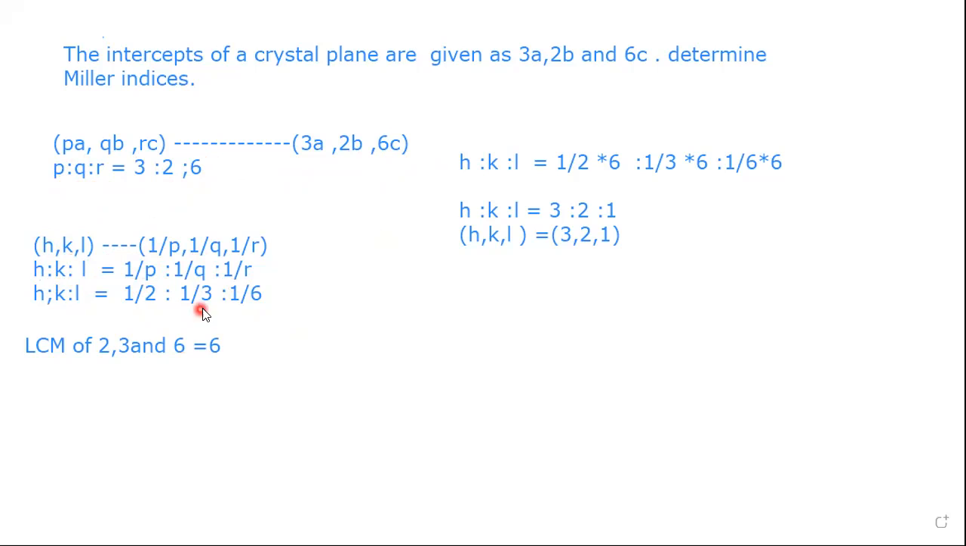And then in the denominator, we have these values 2, 3, and 6. So we have to take the least common multiple, LCM. The LCM of 2, 3, and 6 is 6. Then multiply each fraction with 6. So h, k, l equals 1 by 2 into 6, 1 by 3 into 6, 1 by 6 into 6. So you will get 3, 2, 1 as the Miller index numbers. So this is the way how to find out the Miller index numbers.